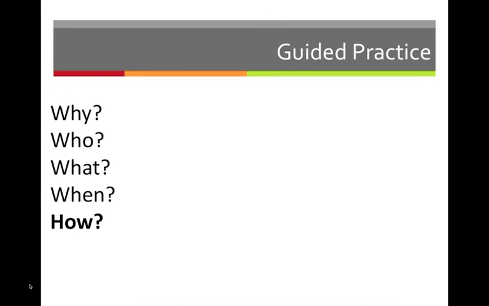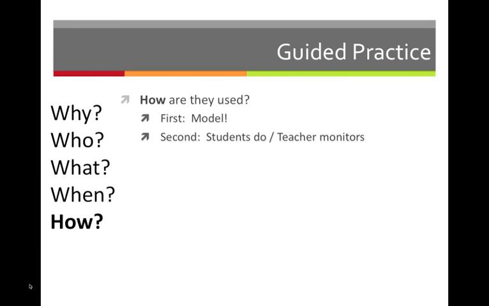And finally, how are guided practice activities used? First, the teacher must model the activity. Now, either the teacher can model it, or they can get a couple of volunteers up front to help model the activity, but it should be modeled first. Second, the students do the activity, whether it be a writing task, listening task, speaking with a partner. And during this time, the teacher is walking around the room and monitoring student progress. Third, review the activity as an entire class.